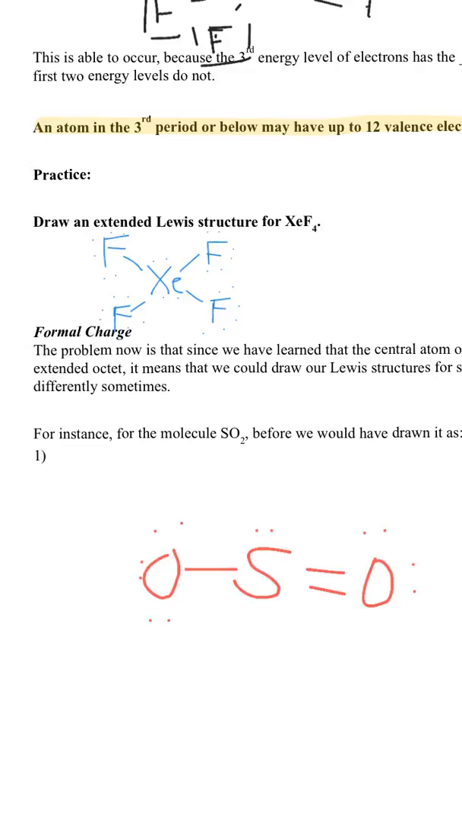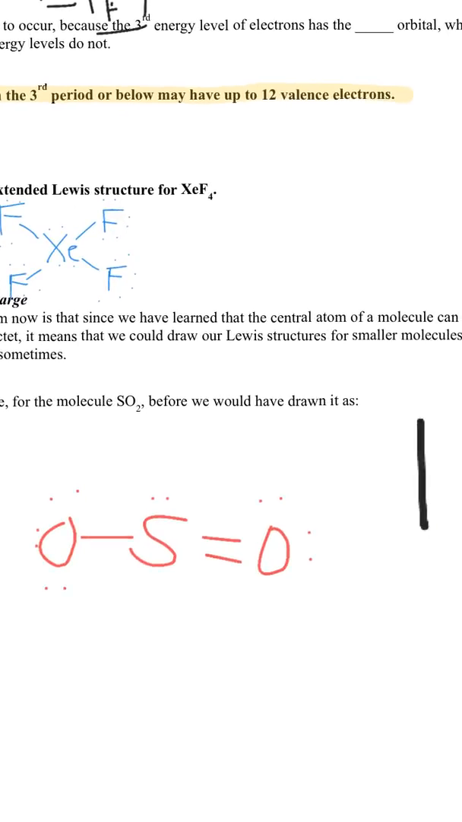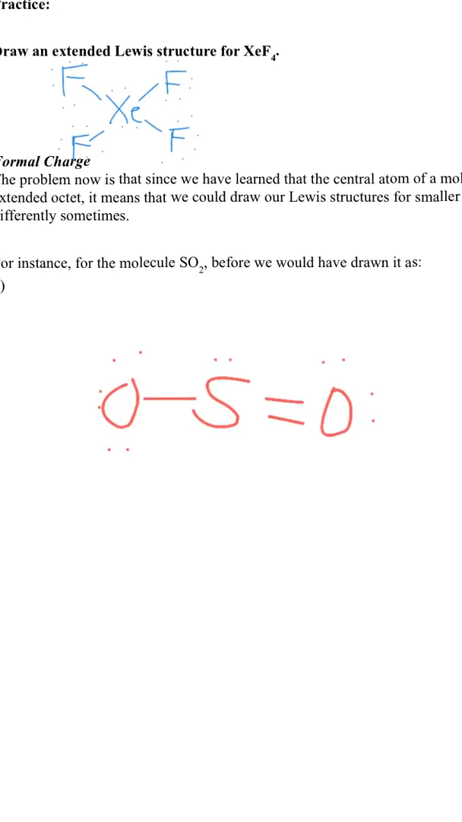Let me draw in my double-headed arrow, because this is technically a resonance structure. I just erased a little bit, so it might be a little discontinuous, but that's okay. We're going to draw the resonance structure. That's why I drew in the double-headed arrow here. And sulfur, since it's in the third period, can have an extended octet.